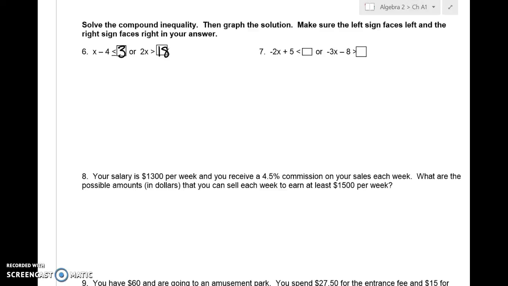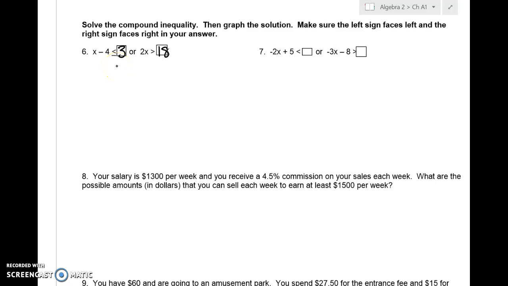Or inequalities are slightly different from and inequalities. Or inequalities means you have two separate inequalities connected with the word or. It does not mean pick one to solve. You have to solve both of them. I have had students do that on a test. They see an or inequality, so they pick the one that looks easier and just solve one of them. It's not how it works. You have to do both of them.